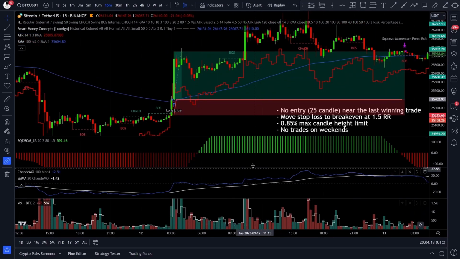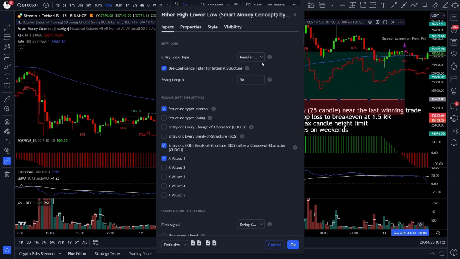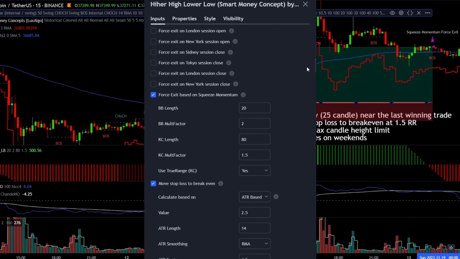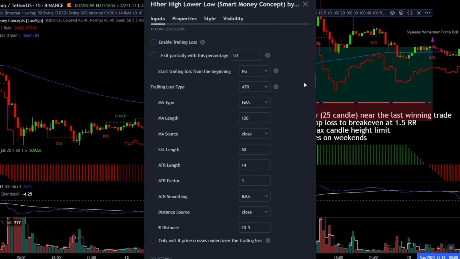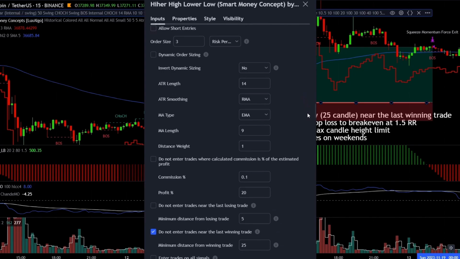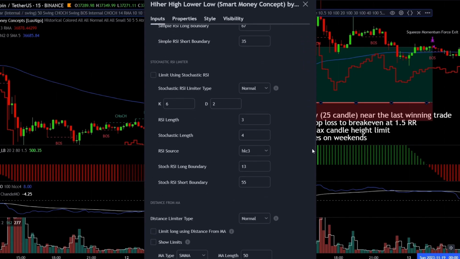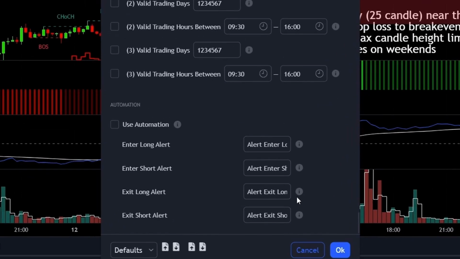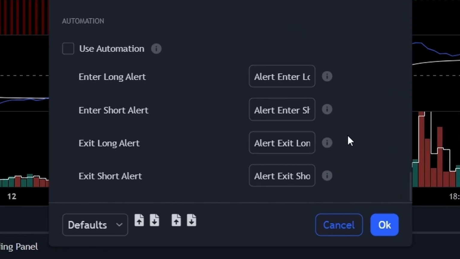Don't get confused by all of these options, I will explain it right away. As you can see, this script has many options. On the top we have the base logic, then the trade management options, position sizing, and then the filter section. Finally, on the bottom we have the automation section.